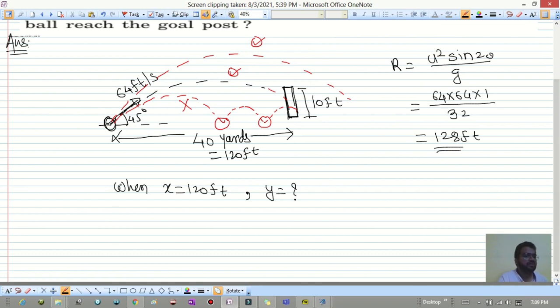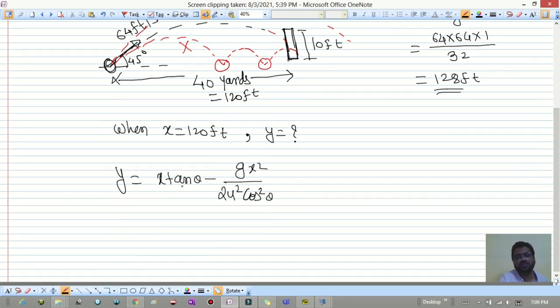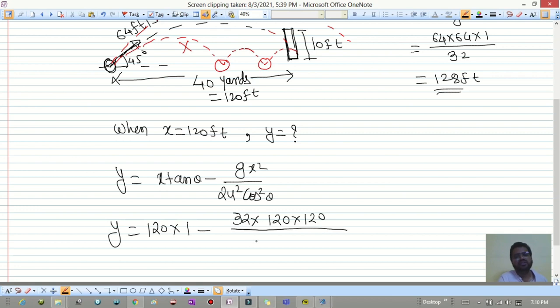So we have the formula, the equation of trajectory, y is equal to x tan theta minus g x squared divided by 2 u squared cos squared theta. Right now, so we can put the value of theta and x in this and u, and we'll calculate y. So y is equal to, what is x over here? 120 into tan 45 is 1 minus g over here is 32 into x squared over here is 120 into 120 divided by 2 into u squared is 64 into 64 into cos squared theta as in 1 by 2.